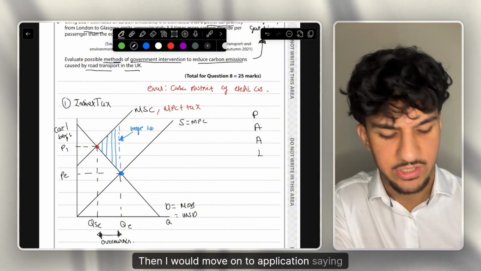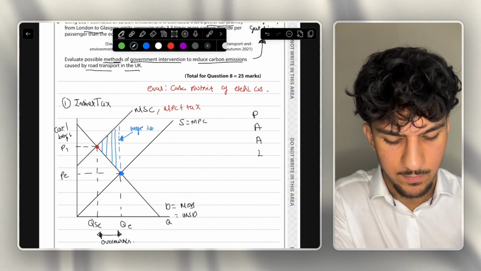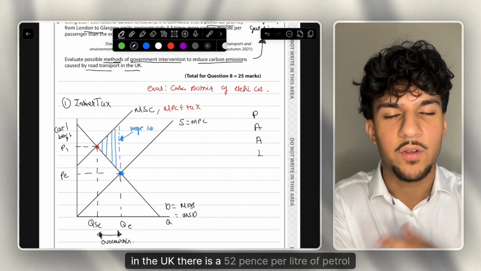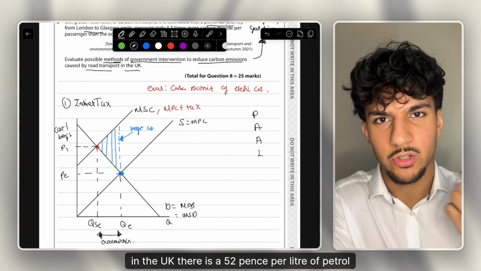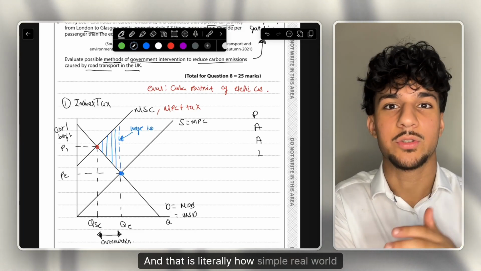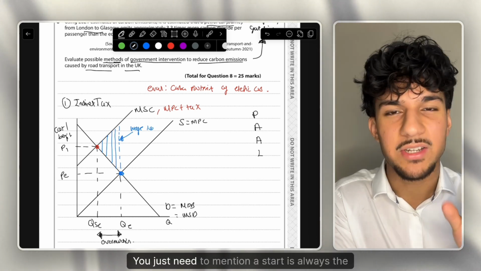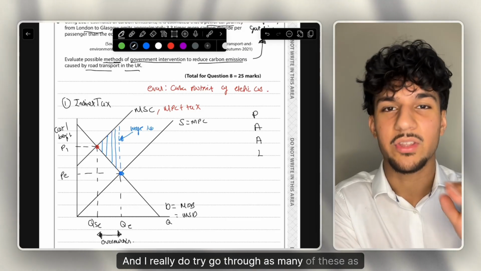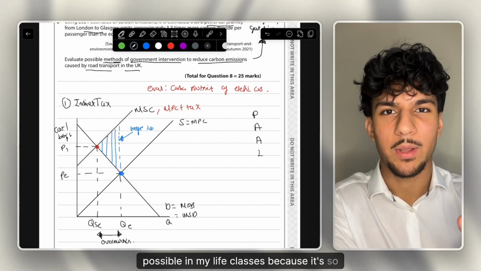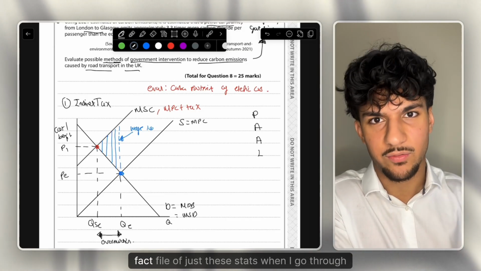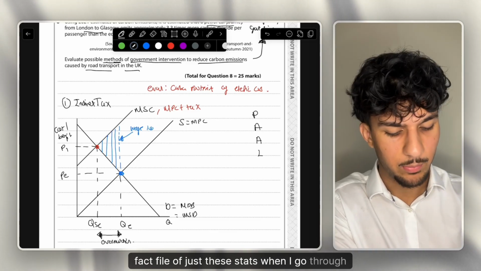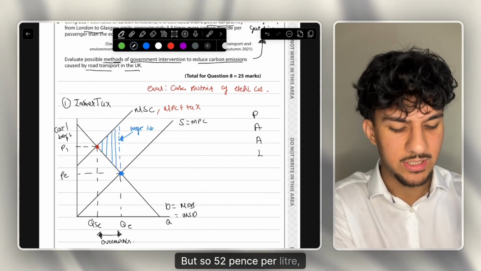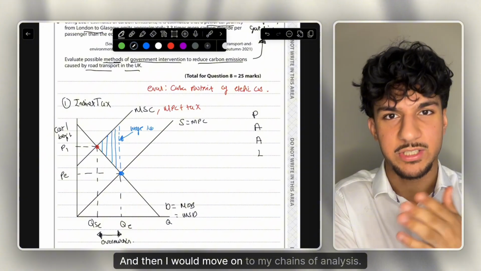Then I would move on to application, saying something like, in the UK, there is a 52 pence per litre of petrol or diesel tax. And that is literally how simple real world application is. You just need to mention a stat, which is always the best. And I really do try to go through as many of these as possible in my live classes, because it's so important, and you can almost build like a little fact file of these stats when I go through them. But so 52 pence per litre is tax, and then I would move on to my chains of analysis.